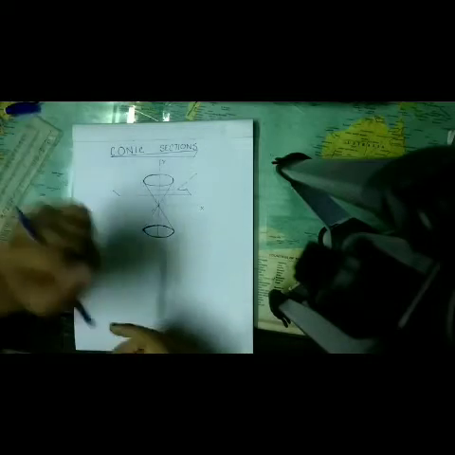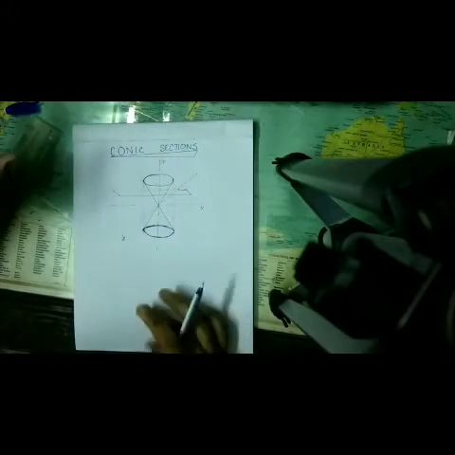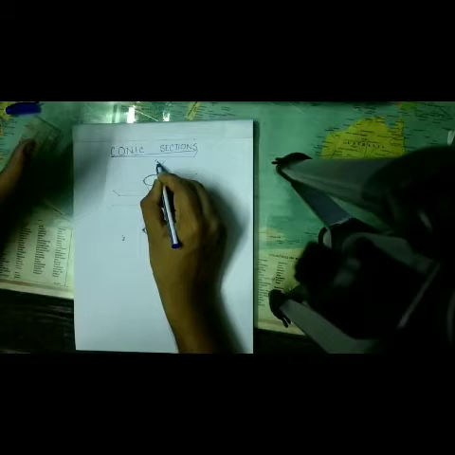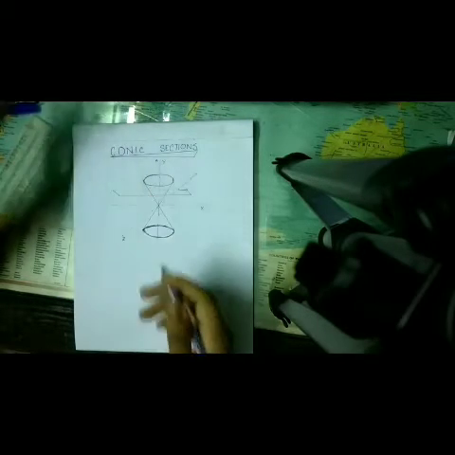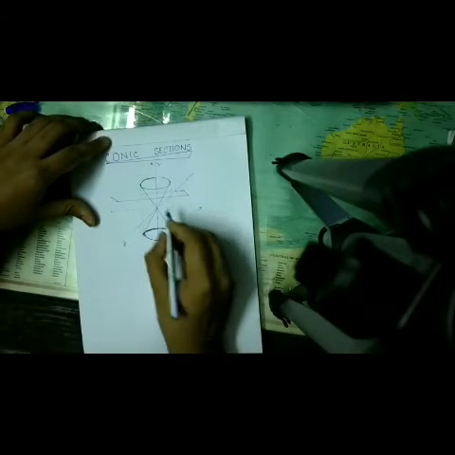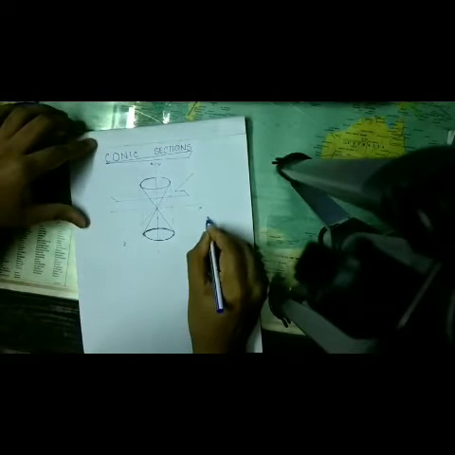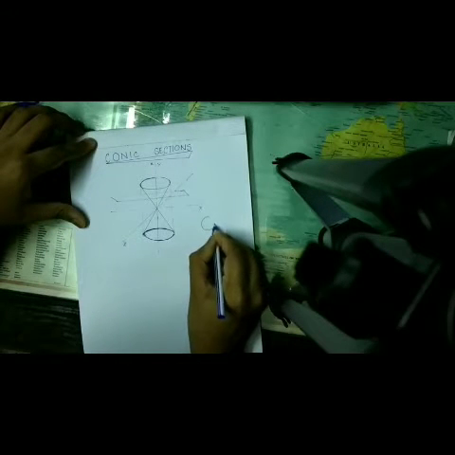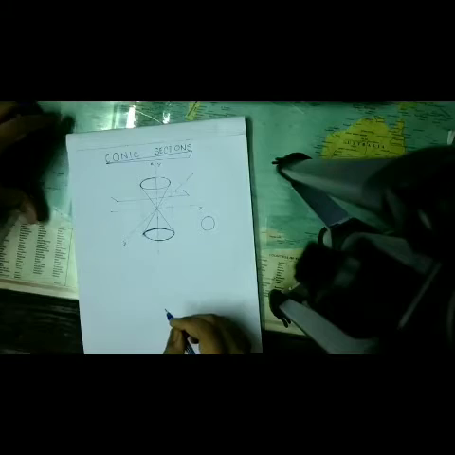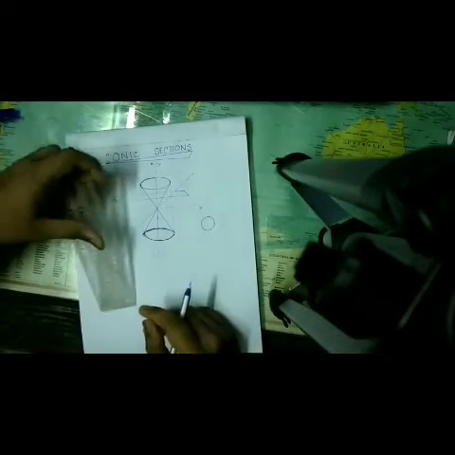How will the section look? The section will look like a circle when viewed from the top. So this is how the section will look. From the top it will look like a circle. Very simple. Now there are various ways to cut this conic.